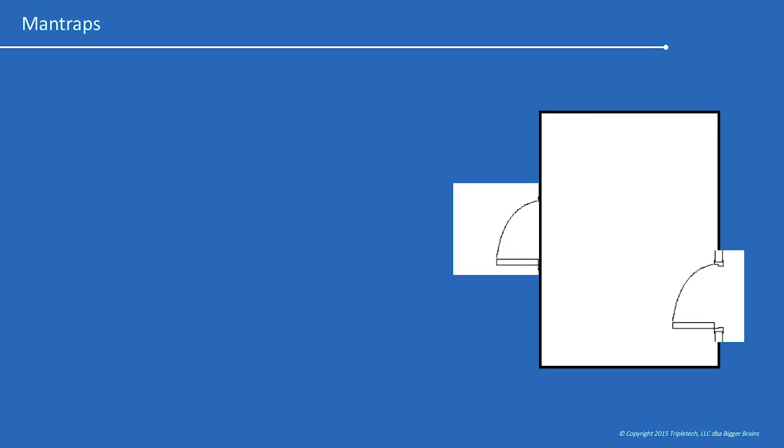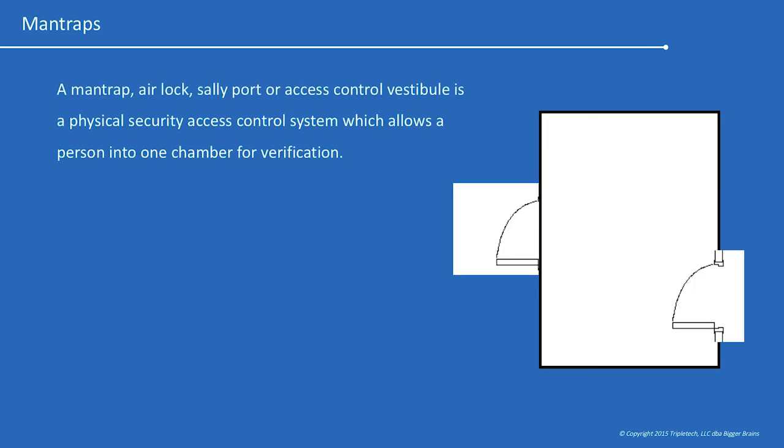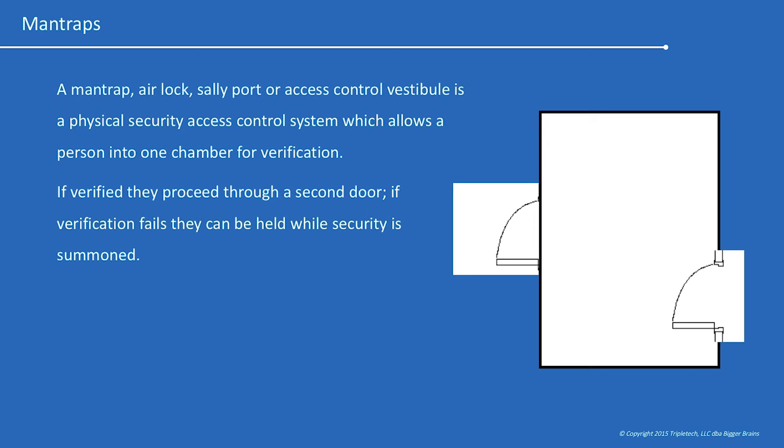Now, another security device that we very rarely see is a Mantrap. A Mantrap is also called an airlock or a sally port or an access control vestibule. It's a physical security access control system that basically lets a person into a chamber for verification. The nice thing there is if they're verified, then they proceed through a second door into the secured area. If the verification fails, then they're held in the Mantrap until security can be summoned. So besides being a great extra layer of protection, this is also a great extra layer of intimidation that makes it less likely that someone inappropriate is going to even try to get access to your secured areas.